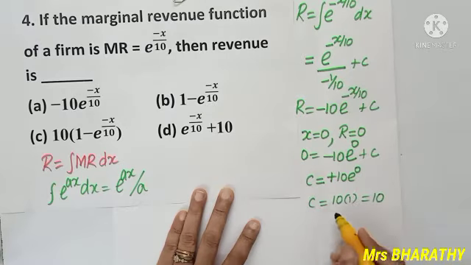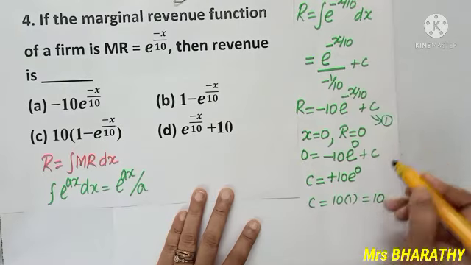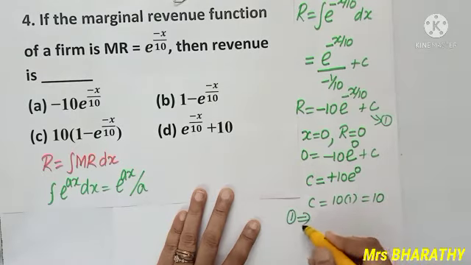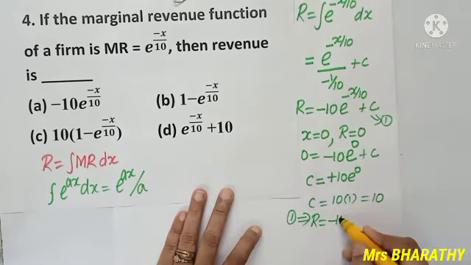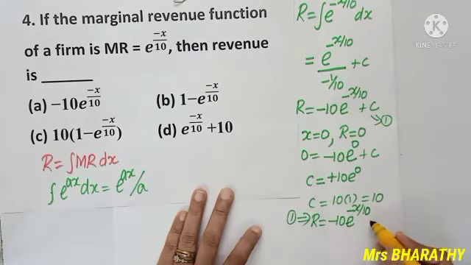Once I know the c value, let me substitute in equation number 1 to arrive at the revenue. R equals minus 10 e power minus x by 10 plus c. C value is 10.